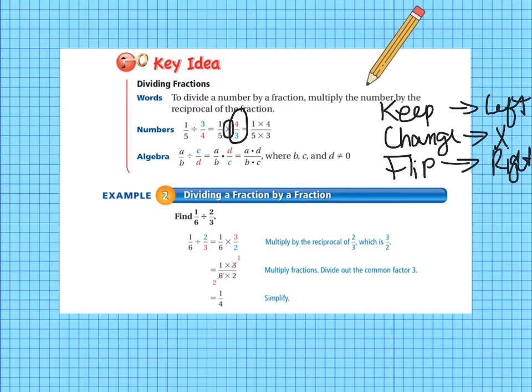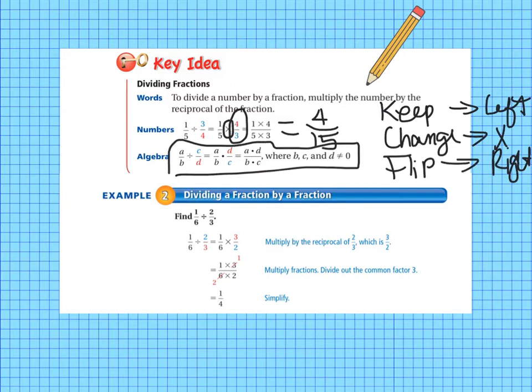So when we do that, we end up with 1/5 times 4/3, and we always look to see if we have anything we can divide out, and we don't. If they had finished this, it would be 4/15. So we're all simplified. Be sure you write that. Be sure you write how it would look in algebra as well. So write the entire key idea. Pause and take a break and do that.